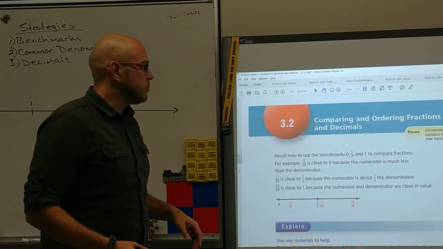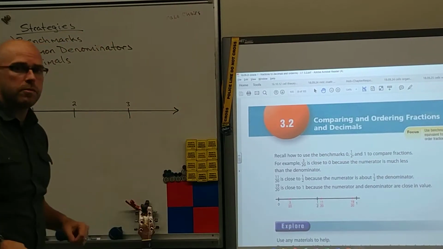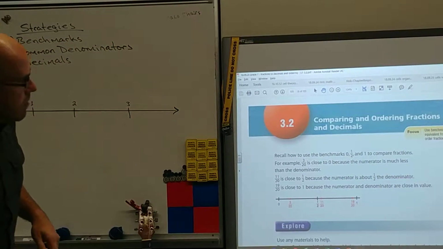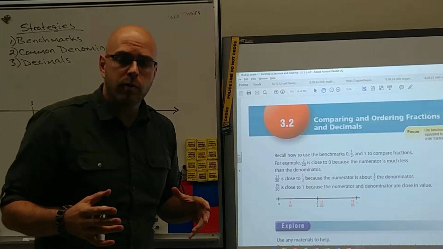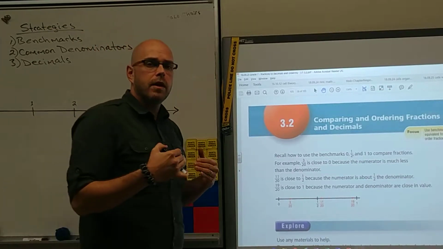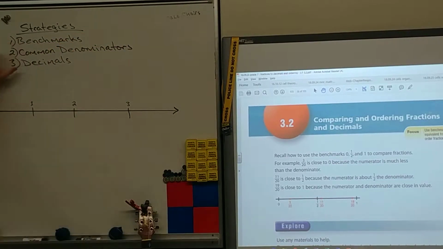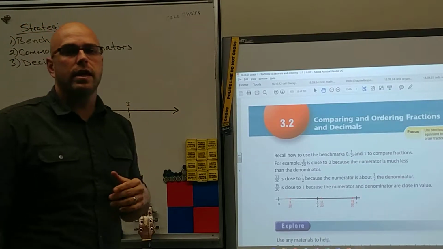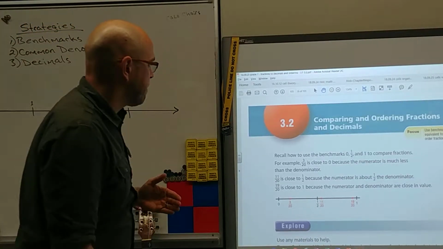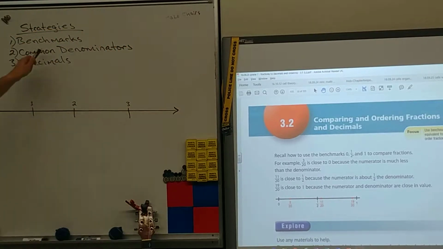Welcome grade 7s. We're going to look at 3.2, comparing and ordering fractions and decimals today. So we had fractions and decimals being compared in 3.1, but now we're going to start putting them on the number line and using different strategies such as benchmarks, common denominators, and decimals to order them from least to greatest or greatest to least. So I want to highlight first, we've got three strategies we're going to look at today: benchmarks, common denominators, and decimals.